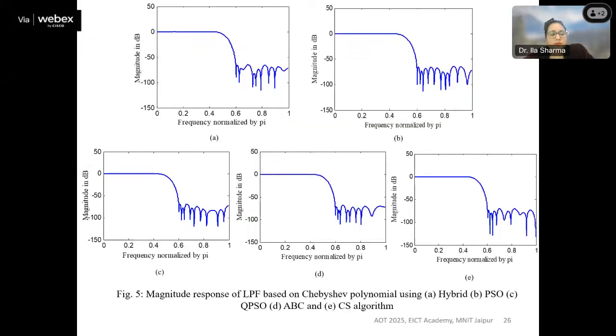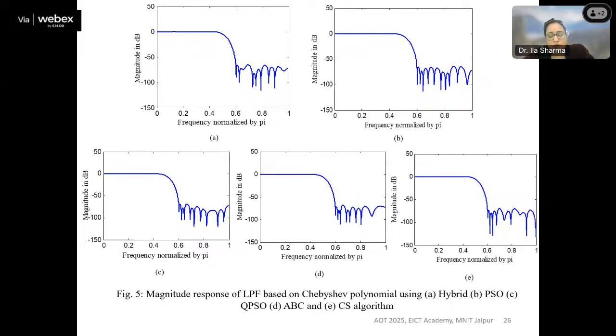So this was PSO applied in a filter design. This was a low pass filter design. You can observe the first one is with the PSO and ABC hybrid. Then this figure shows the filter magnitude response when PSO is employed. Then the quantum PSO, ABC, and cuckoo search. Actually, I got this result from one of the published papers, so I have taken it directly.